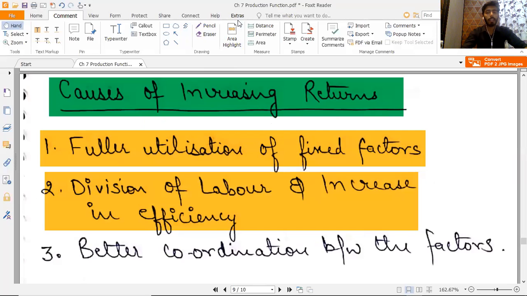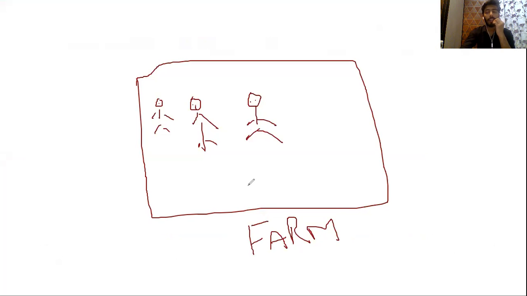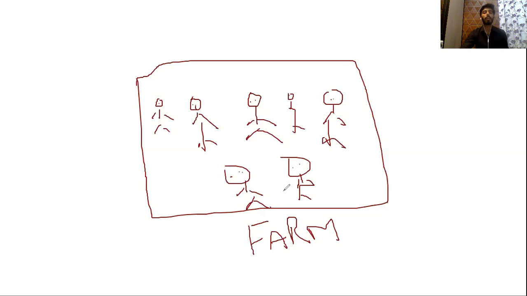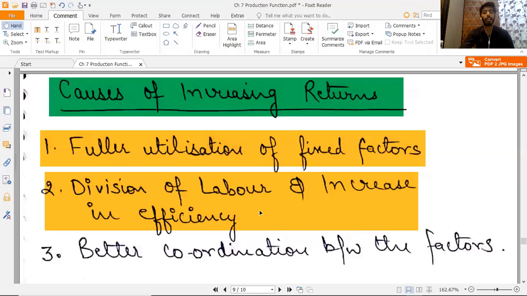Now see what happens. There is a full piece of land over there. If only 3 farmers are working, there would be extreme workload on all 3 of them. But what will happen if we increase some labor? If we increase a few more labor, the workload will be divided. So their efficiency will increase. Their efficiency will further increase. When your efficiency increases, your productivity is more. So in the initial stage, division of labor leads to an increase in efficiency.